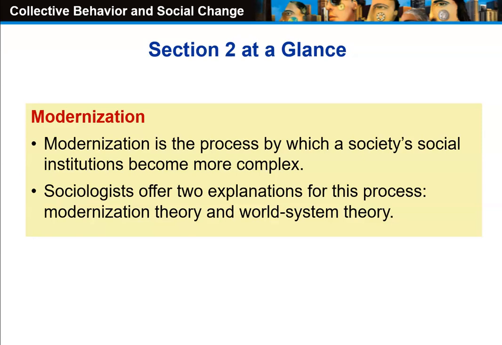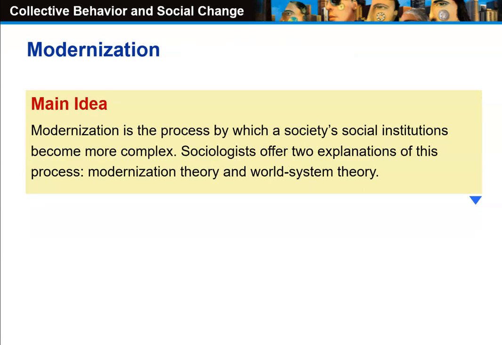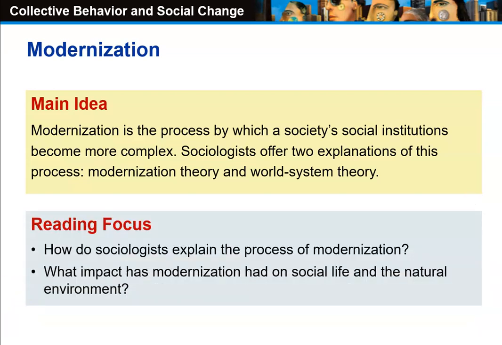Section 2, modernization is the process by which a society's social institutions become more complex. Sociologists offer two explanations for this process: modernization theory and the world system theory.